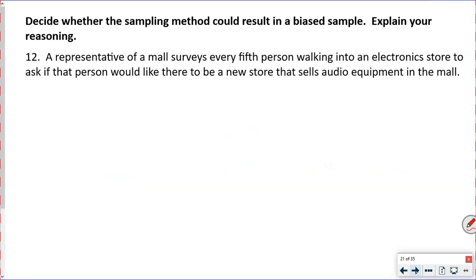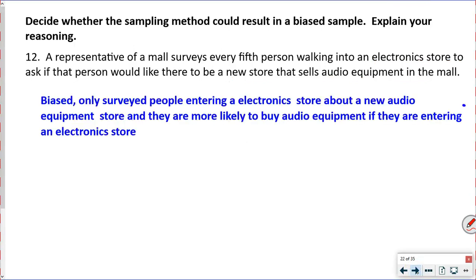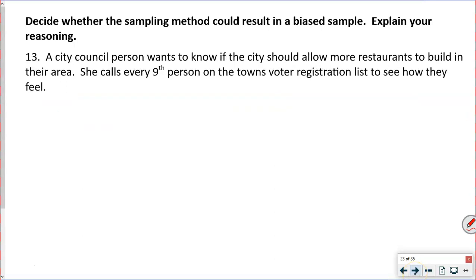So this next one says a representative of the mall surveys every 5th person walking into an electronics store to ask if that person would like there to be a new store that sells audio equipment in the mall. So it's an electronics store, and then audio equipment is the new store, okay? So what do y'all think? You think there's going to be bias here? I would say bias because they only surveyed the people that were entering into the electronics store about a new audio equipment store. And they are more likely to buy audio equipment if they're entering an electronics store, would you not think? Okay. So again, who's overrepresented, who's underrepresented? That's the question you want to ask yourself.